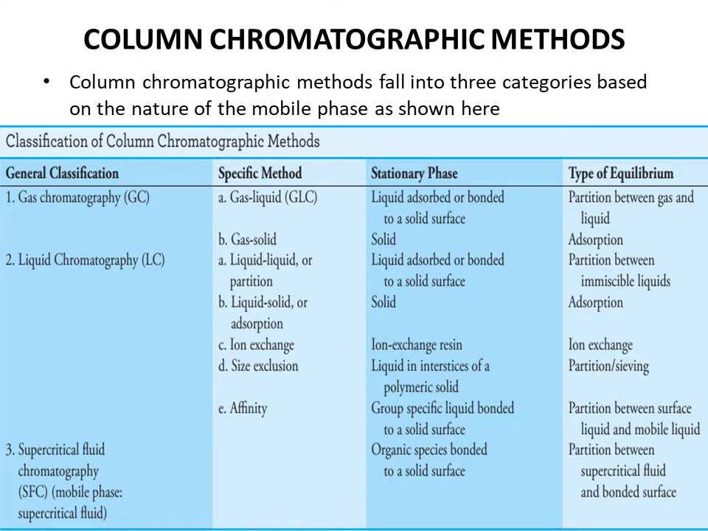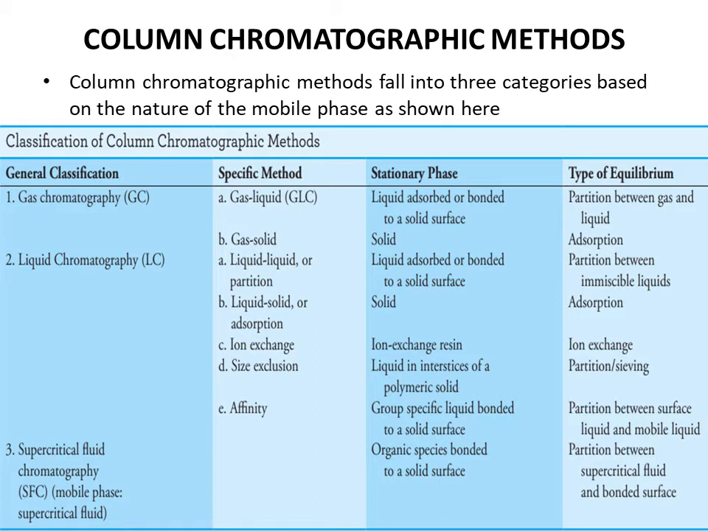And the next type, in which the stationary phase is a group-specific liquid bonded to a solid surface, is called affinity chromatography, and the equilibrium there is partition between the surface liquid and the mobile liquid. So these are the five types in which the mobile phase is in liquid form. These are the types of liquid chromatography.